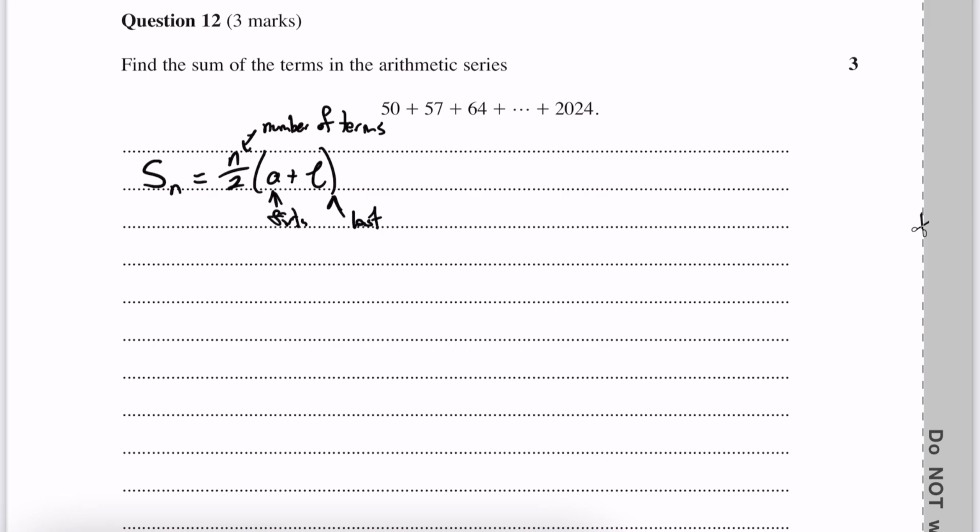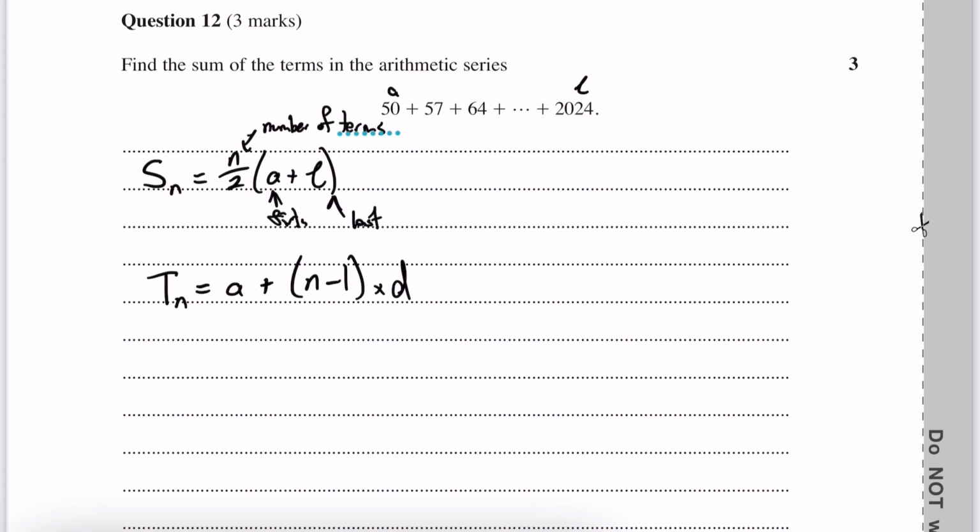As we can see through this series, we have the first term, which is 50. We have the last term, which is 2024. And what we don't exactly have is the number of terms, so n. So how we need to go about doing that is looking at the term formula where t of n is equal to a plus n minus 1 times d.